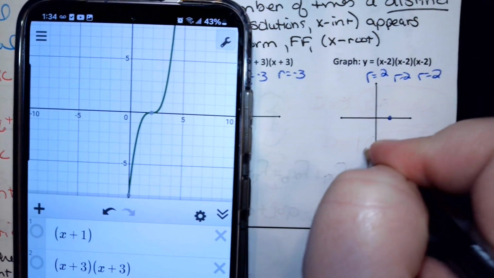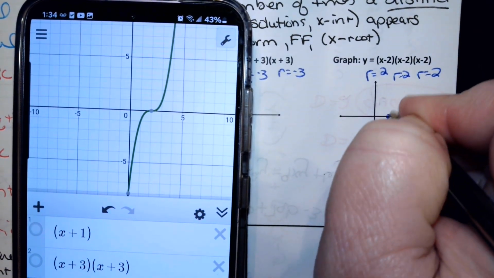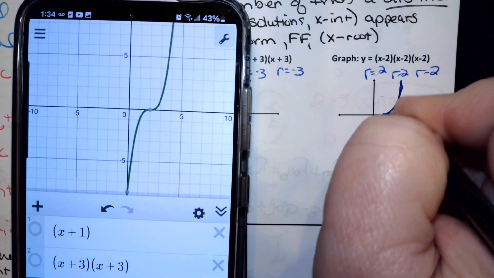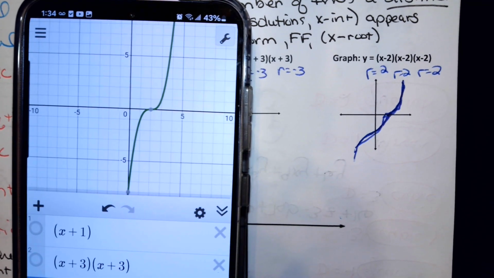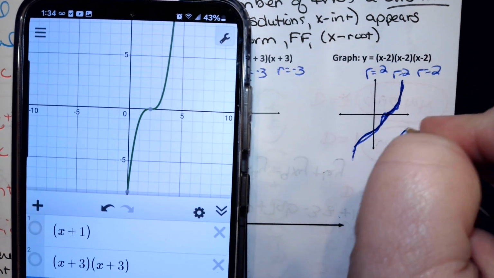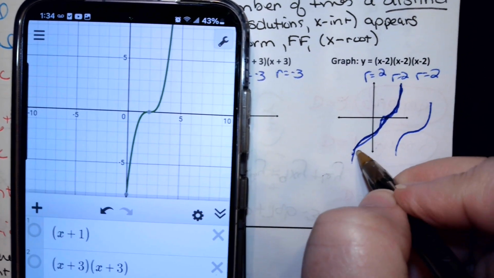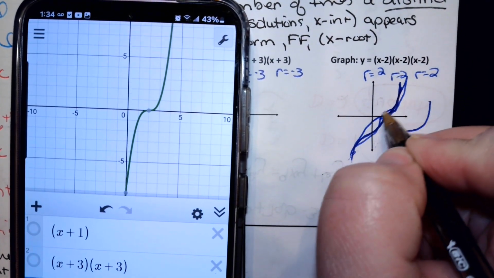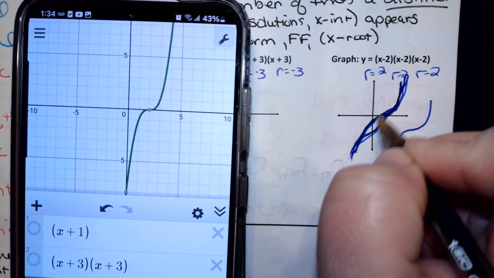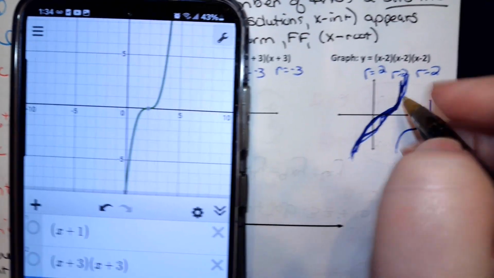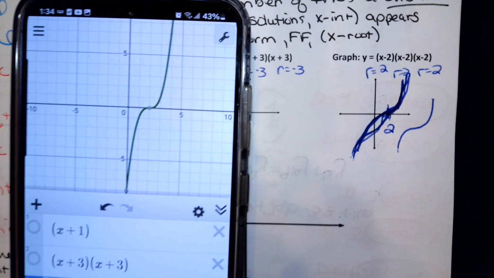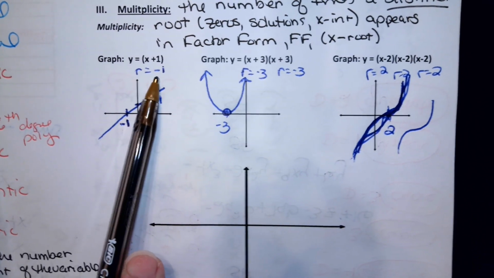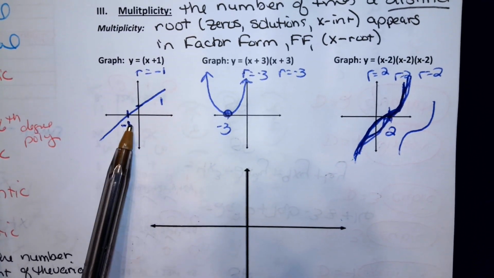Oops, I didn't draw it as good. A little hiccup there. Oh, it's supposed to look like this. There we go. Oh, I'm just making it worse, aren't I? All right, so look at the different shapes here. When we use the distinct root once, it was a straight line.